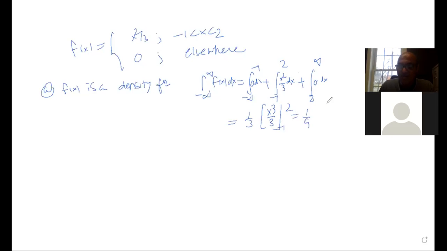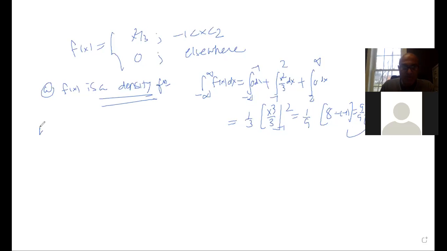So that is equal to 1/9, and here 2 cube is 8, minus (-1) cube is -1. So that is equal to 8 minus (-1), which is 9, divided by 9, and that is equal to 1. See, I'm getting 1. So that means it's a density function, because for a density function the area must be equal to 1.